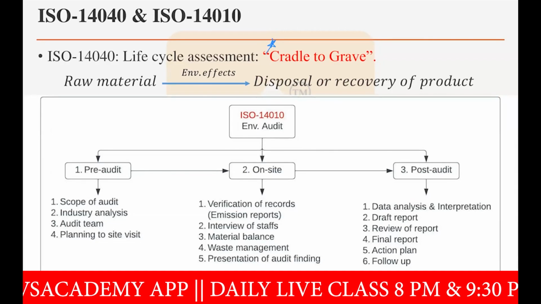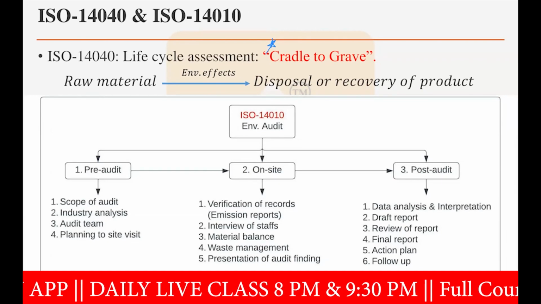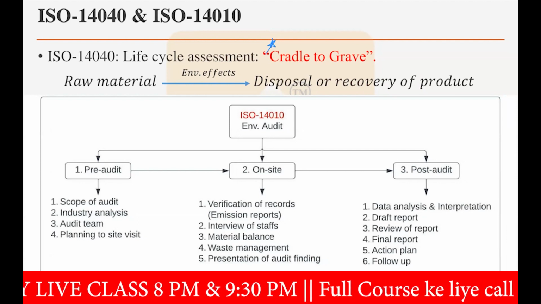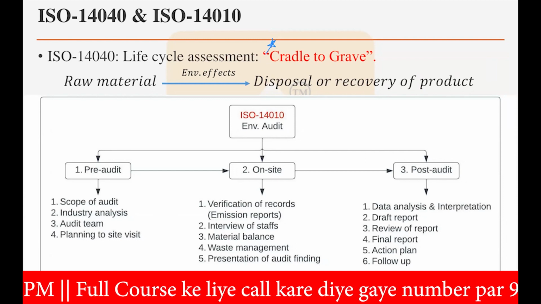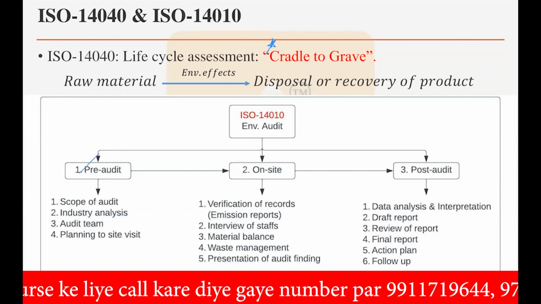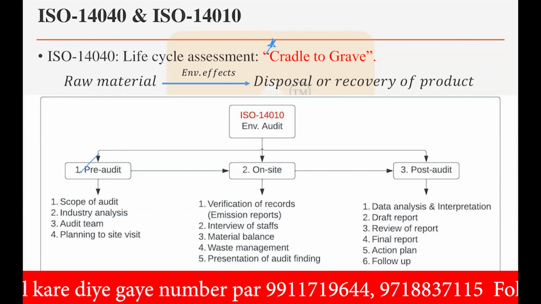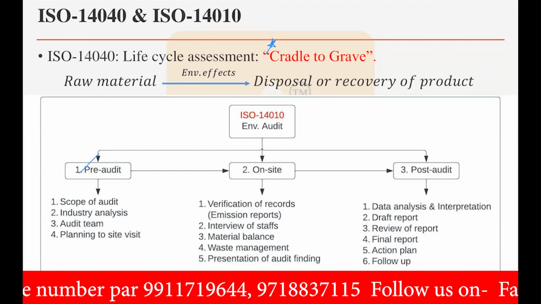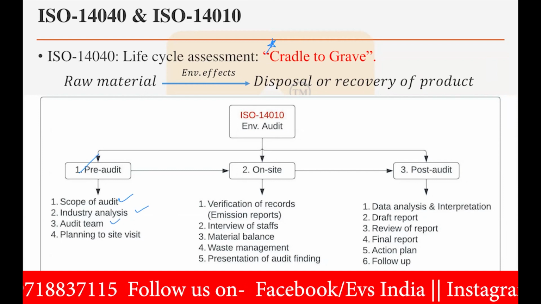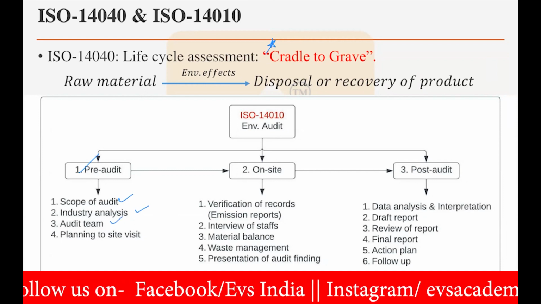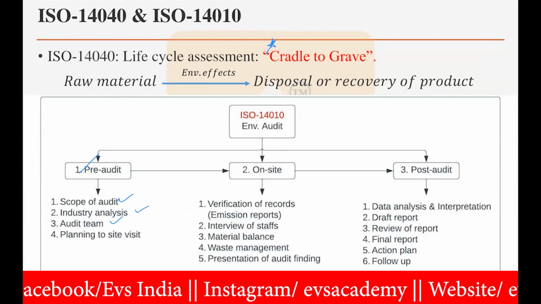10 has the general principles and 11 has the environmental audit procedure. This audit procedure can also be of three different steps. These three steps are under the environmental audit. The very first thing you have to do is the pre-audit. Under the pre-audit, it means before the audit, you have to analyze. First you have to see the scope of the audit, and the industry analysis you have to do. Audit team, you will decide this will be my team, this I am going to do the audit.